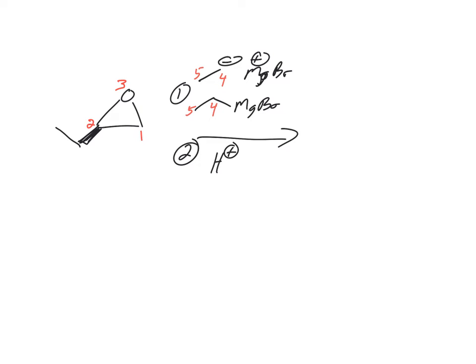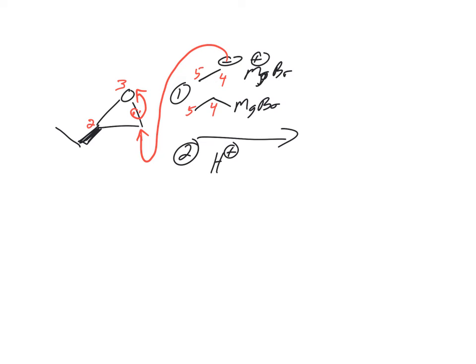So basic conditions. When I see basic conditions, I think it's going to be all about sterics. Think like SN2 reactions. That's actually what we're going to do. We're going to do an SN2 reaction, a one-step nucleophilic substitution. Carbon 4 reacts with carbon 1. That breaks the bond between 3 and 1.